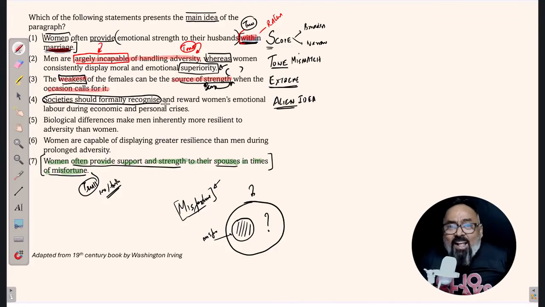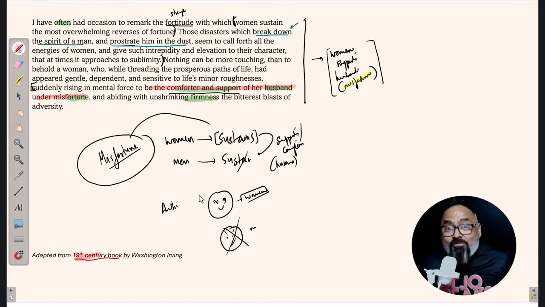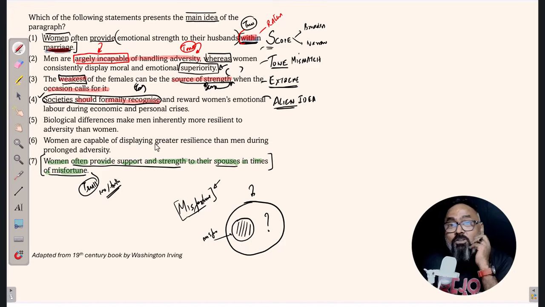Second of all, you could say that is what society should do. You could say that is extreme. Third of all, society should formally recognize. What is this? There is a tone mismatch as well. You can identify it into multiple issues. It doesn't matter. What matters is that you've identified it to be something that is not true. I don't know whether society should formally recognize or not, but at least from this particular passage, we can't arrive at the conclusion.